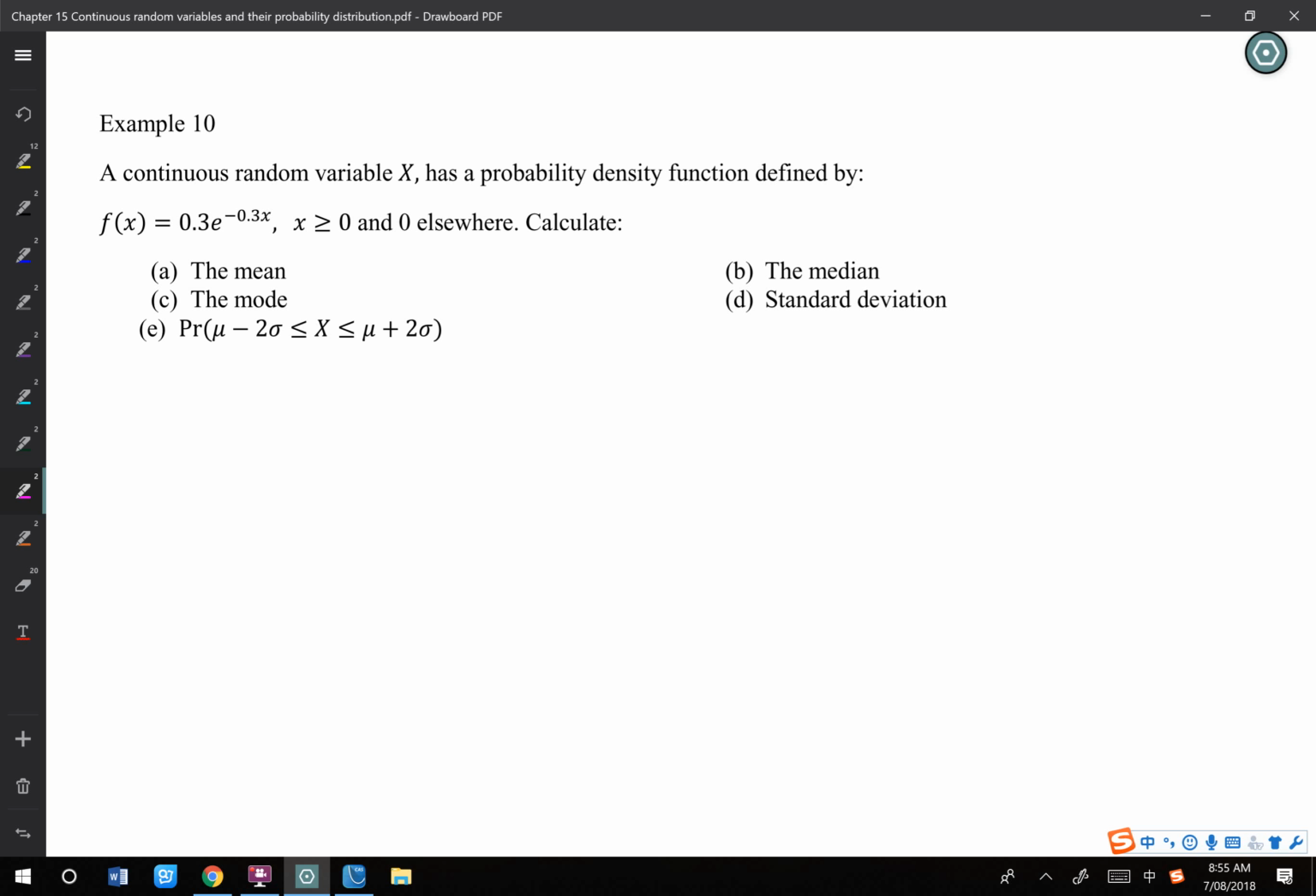First of all, prove that is a density function. Okay, the first one is prove that is a density function. So, example 10.